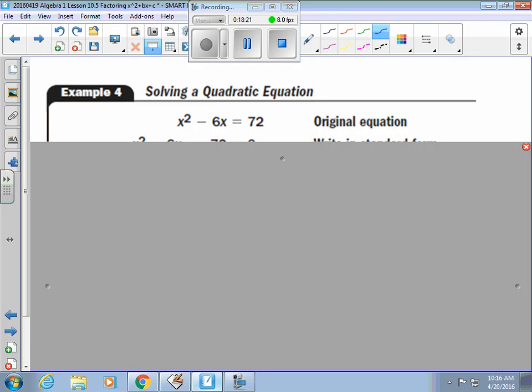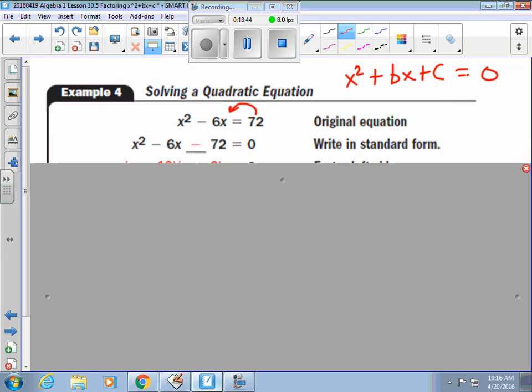Standard form is what we've been dealing with: x squared plus bx plus c. If it's an equation, it's going to say equals 0. So right here we have equals 72. In order to make c, we want to bring 72 over. If it's positive 72 on the right, when it moves over, you do it by subtracting it. Therefore, it becomes negative 72 on the left. Now we have a quadratic: x squared minus 6x minus 72.